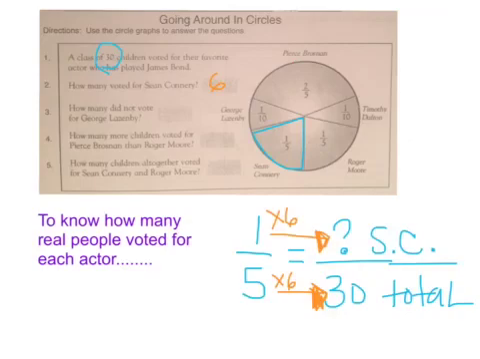Now, questions 3, 4, and 5 are not just asking for one specific person, so you're going to need to read very carefully. Question 3, it says how many people did not vote. Question 4 said how many more people voted. That's a clue for subtraction. And then question 5 said how many people voted all together for 2 different actors. So you're going to have to add those sections together.